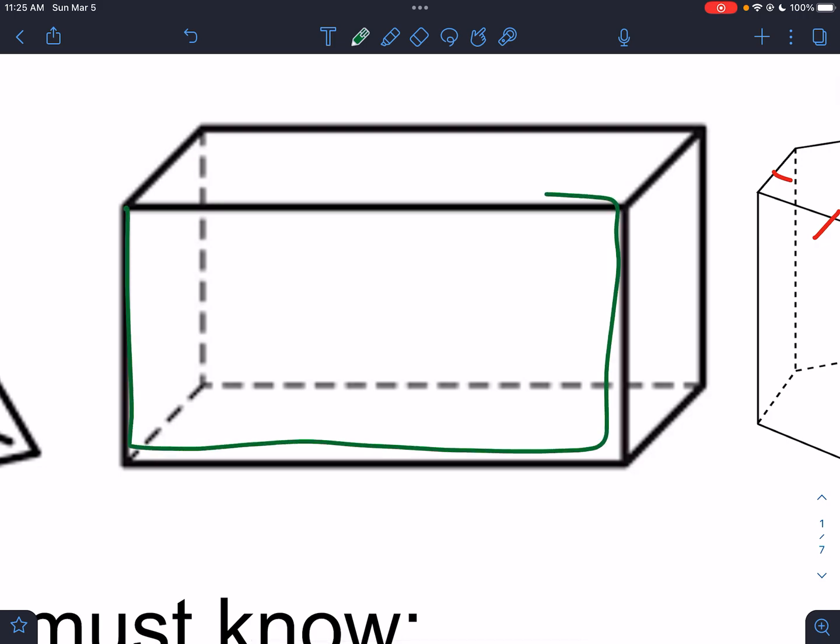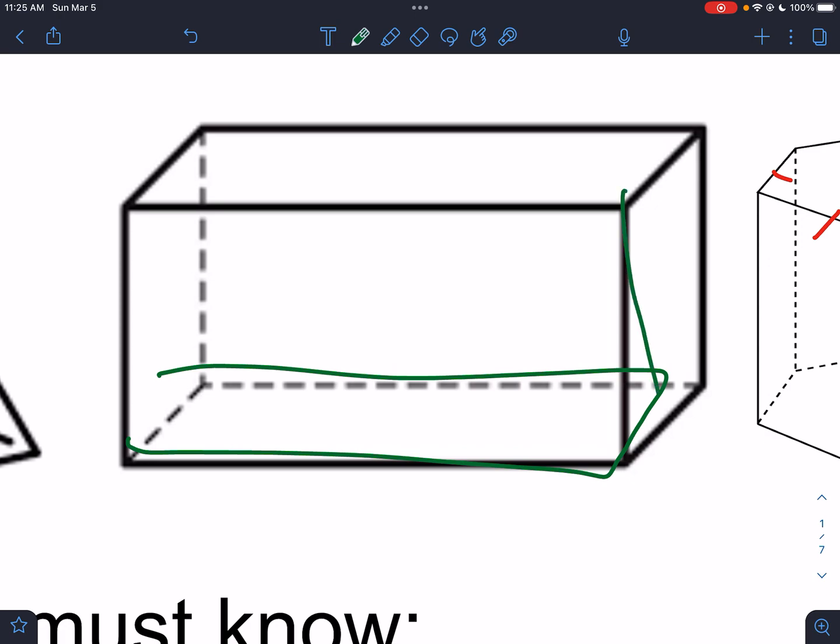You could make the front the base. If the front's the base, then the height would go forwards to backwards. You could choose to make the bottom the base. If you choose the bottom to be the base, now your height is up and down. You could choose any face to be the base on this shape.